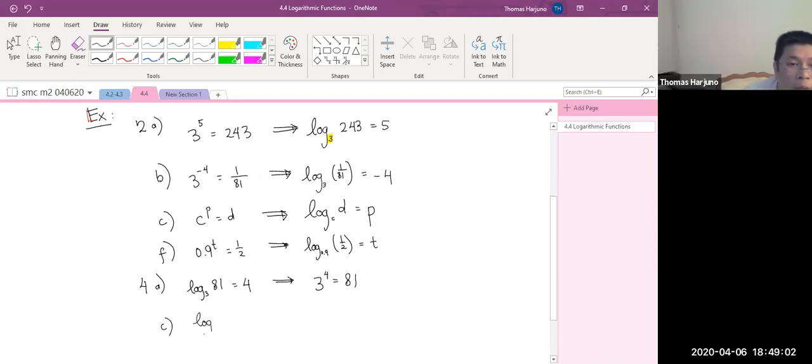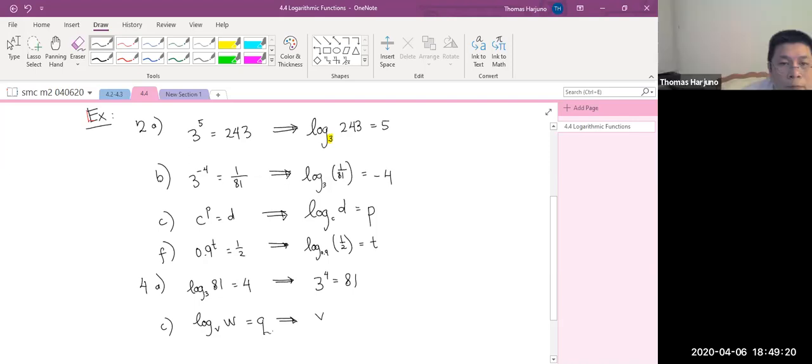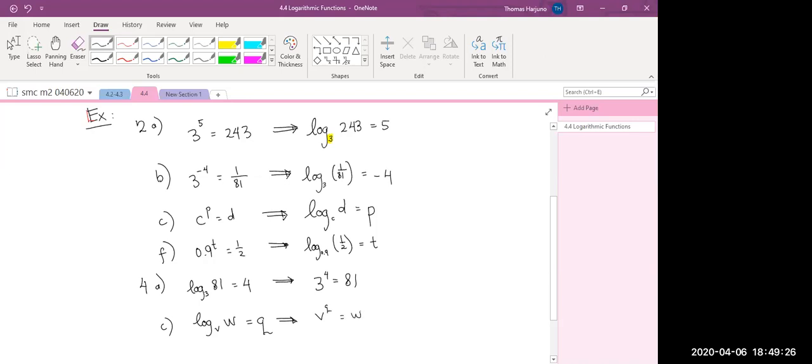How about part C? Log base B of W equals Q. In exponential form, B to the power of Q equals W. Yeah, Q.